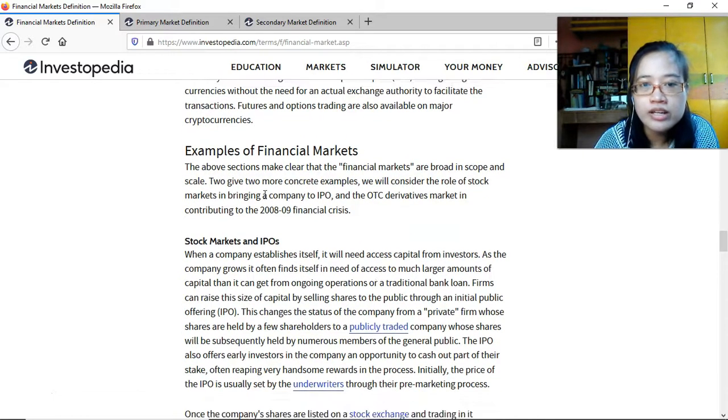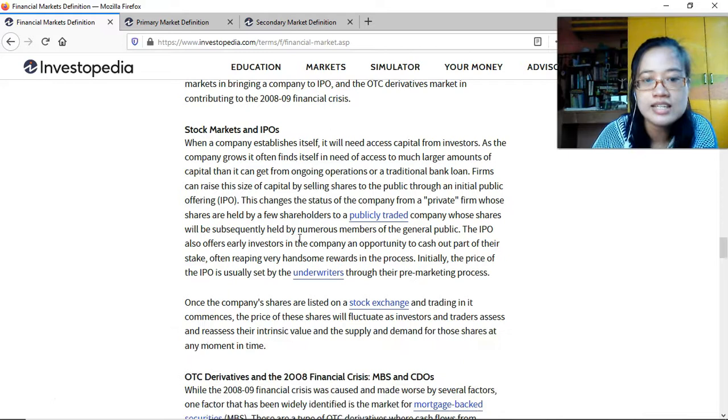Examples of financial markets. So the above sections make clear that financial markets are broad in scope and scale. To give two more concrete examples, we will consider the role of stock markets in bringing a company to IPO and the OTC derivative markets in contributing to the 2008-2009 financial crisis. We'll see the stock market and IPOs.